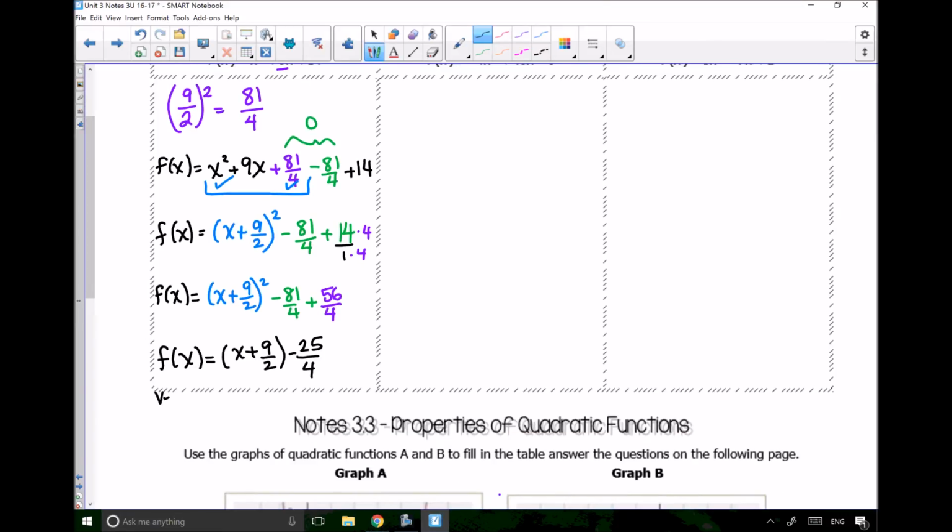That means that my vertex is going to be, originally it was at (0, 0), but this is saying, sorry, this should be squared, this is saying that it went to the left by 9 over 2 and then it went down by 25 over 4. So my new vertex is (negative 9 over 2, negative 25 over 4). And because the A value is positive, it opens up still. It's not reflected, so it's still going to be a minimum.